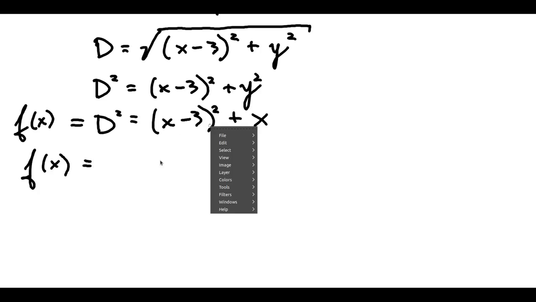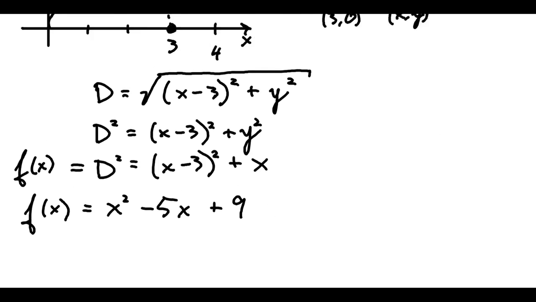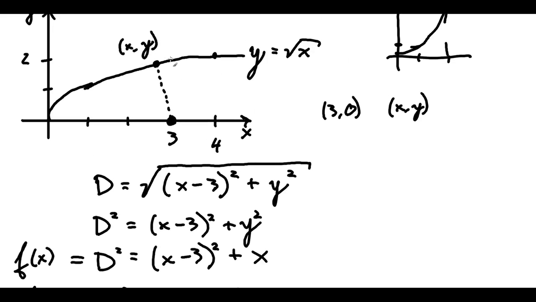And let's go ahead and expand this, clean this up a little bit. We have x squared minus 6x plus x, which is minus 5x, and then plus 9. So for any x value, this represents the square of the distance between the corresponding point on the curve and the point 3, 0.